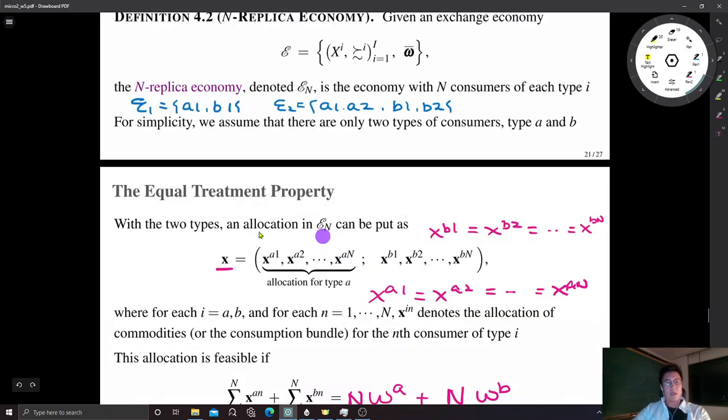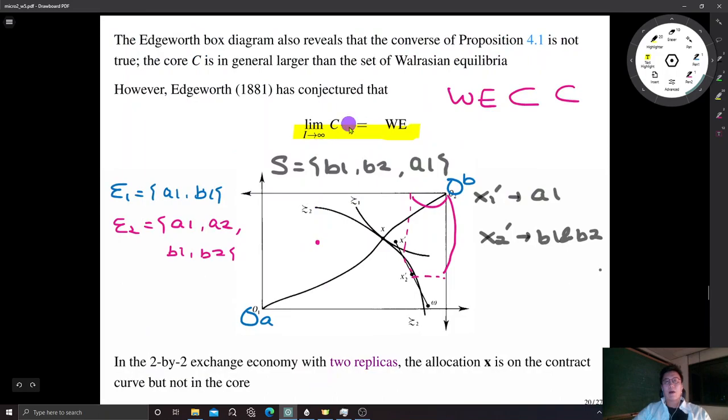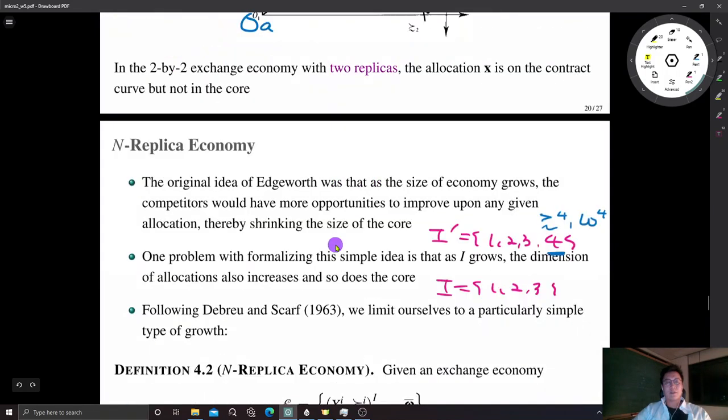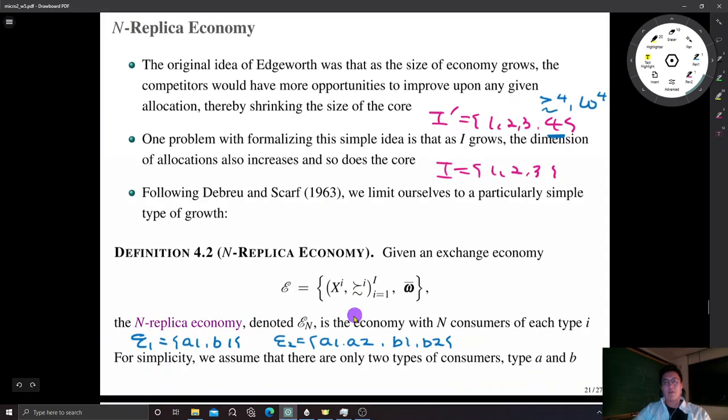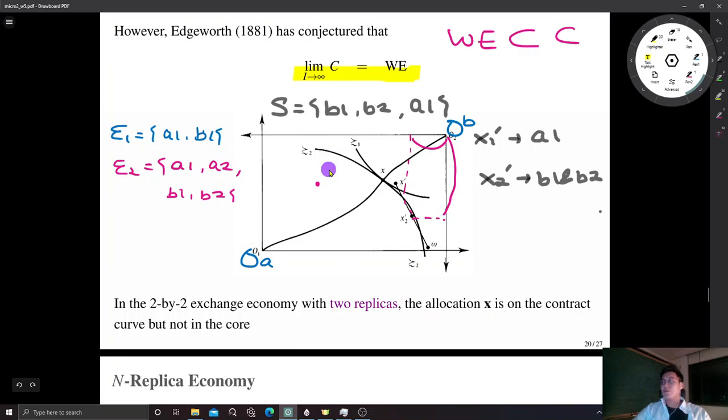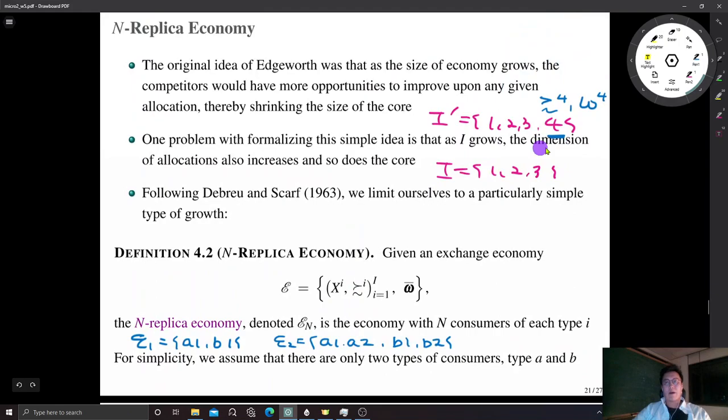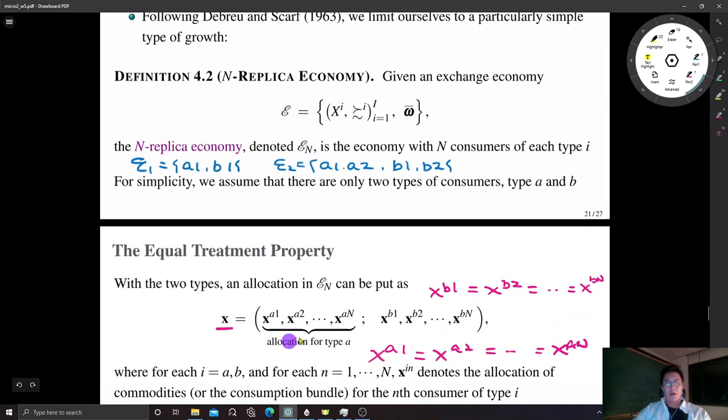That greatly simplifies our analysis of the core. Without this equal treatment property, we don't have any clue about the shape of the core, even in this n-replica economy with only two types. But due to the equal treatment property, we now know that every core allocation must be inside this box. That's a pretty good thing. Furthermore, we don't have to worry about the dimension issue. Although we have n different consumers for each type, if allocation X is in the core, these numbers are the same. So it boils down to just two numbers. That is a good thing.